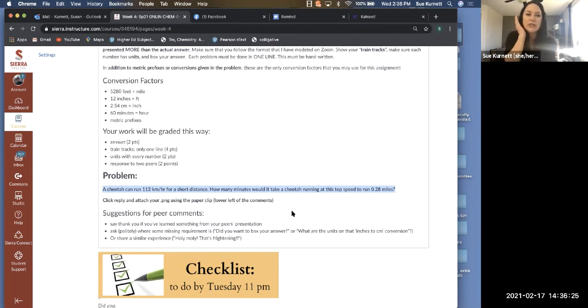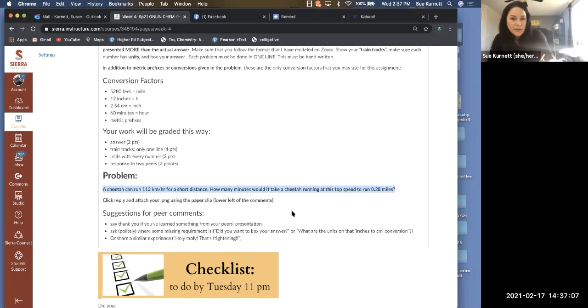So this one says a cheetah can run 113 kilometers per hour for a short distance. How many minutes would it take to run 0.28 miles? Typically, when we look at a word problem, we want to identify what's being asked for. What's being asked for is how many minutes. So I put that on the right. And then we want to start with something that has both number and units. And here we have two things that have number and units. I suggest that you start with a thing that isn't in a ratio, just number and units with no denominator. So that would be 0.28 miles.